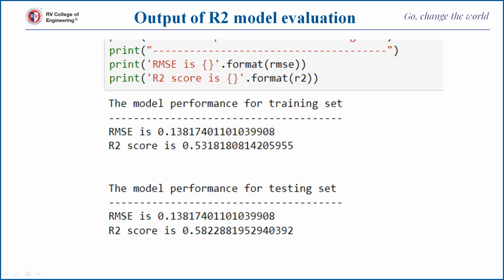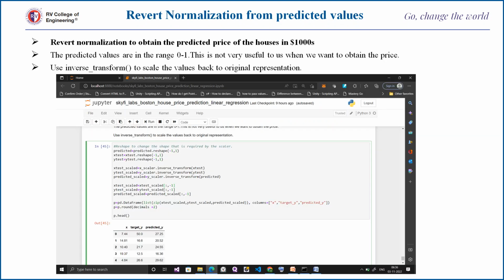That means 53% of the data points are lying on the hypothesis function or without any errors. And the model performance for the testing set is a root mean square error of 0.138 or low 13% error, which is a good, low value of error, and R square score is 0.58 or 58% of the data points are predicted correctly using the hypothesis function.